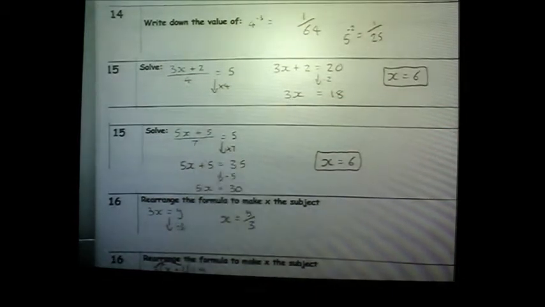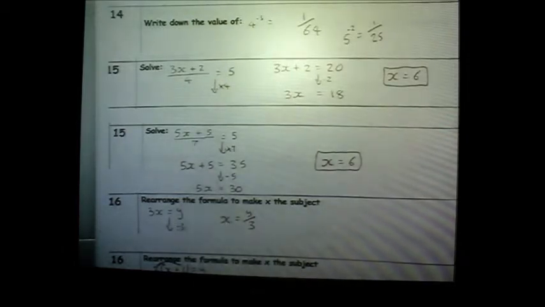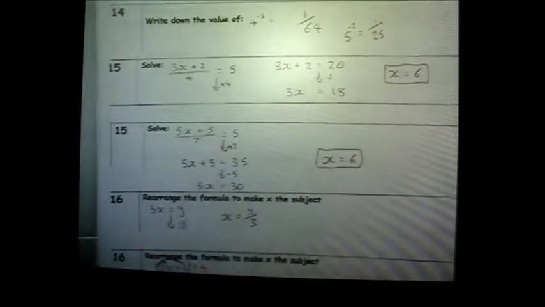Next one, it's being divided by 7, so multiply by 7 to get rid of it. So that gives you 5x add 5 is 35, get rid of that 5, 5x is 30, and then you want to get x on its own, it's being times by 5. What's the opposite of times by 5? It's divide by 5. So divide both sides by 5. 30 divided by 5 gives you 6.